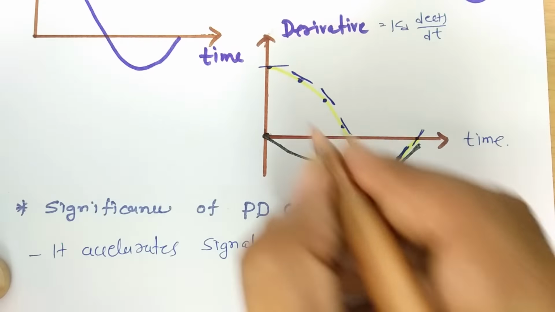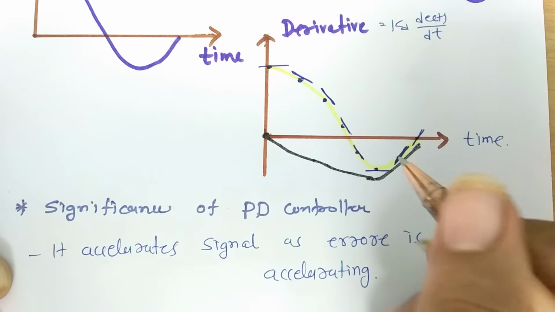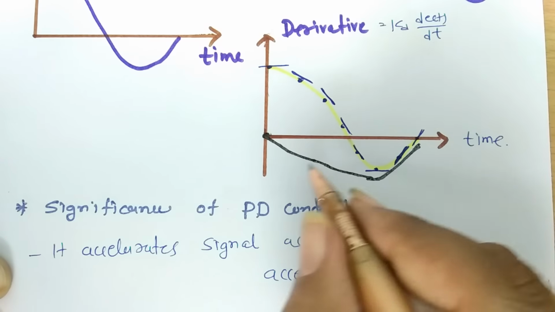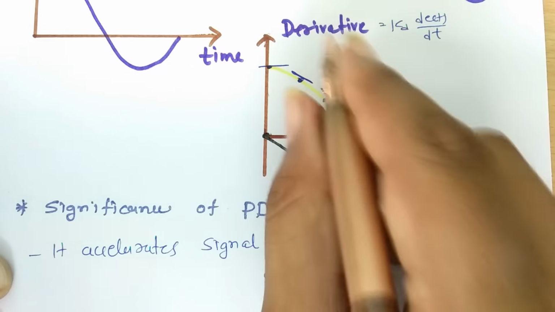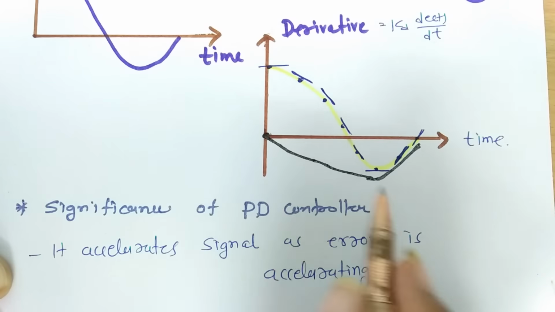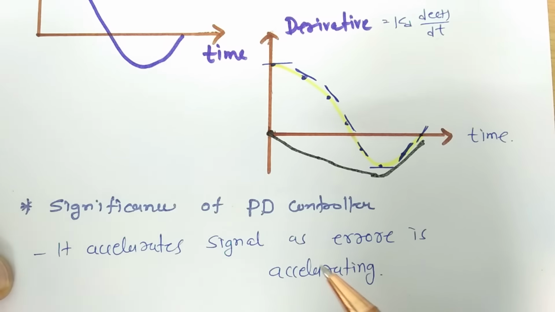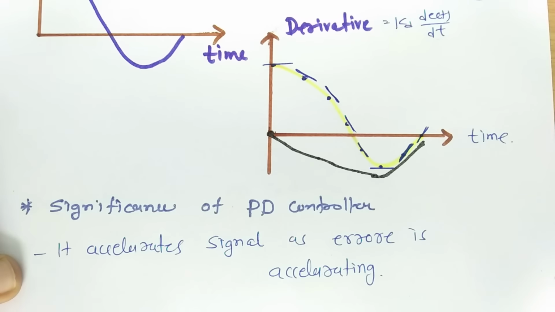So if error is getting accelerated, error means dE by dt is more. In that case, the derivative controller will also get accelerated. So this is a significance which is very useful to control so many systems, and that is why the PD controller is so important in control systems.